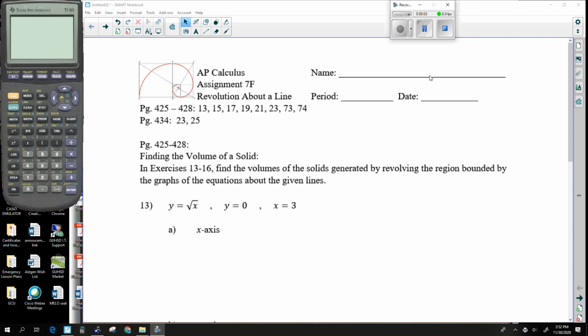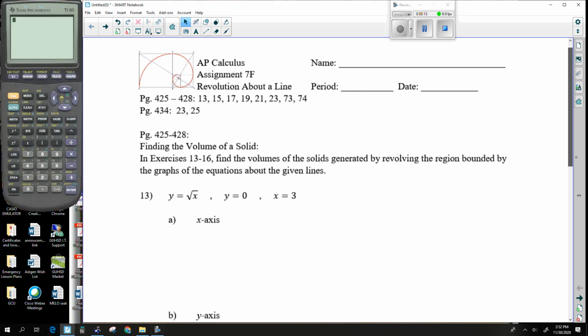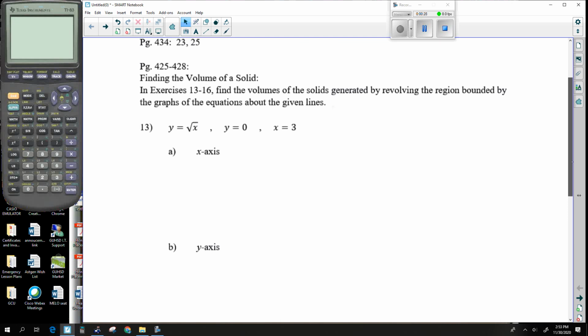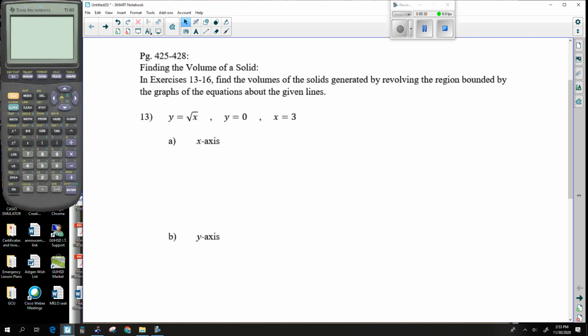Okay, here we go. This is assignment 7F. And again, we are revolving things, creating volumes around different rotations. I believe that we're going to be moving these axes around, but they also lighten up the constraints by allowing us to use whatever method we want. So whether that be the shell method or the disk method, whatever we want, it's all good.